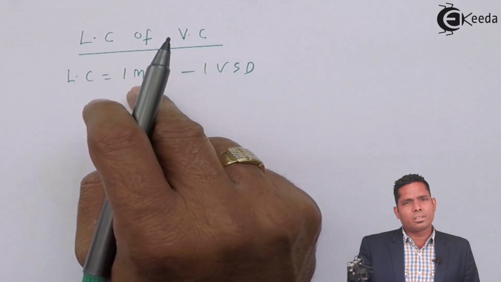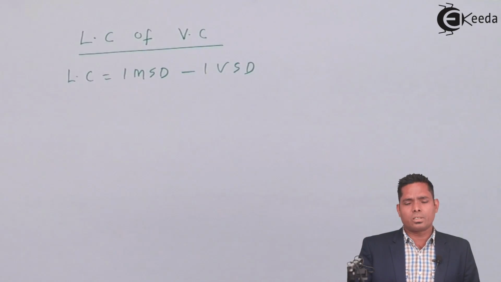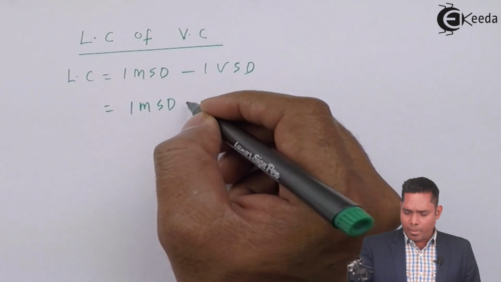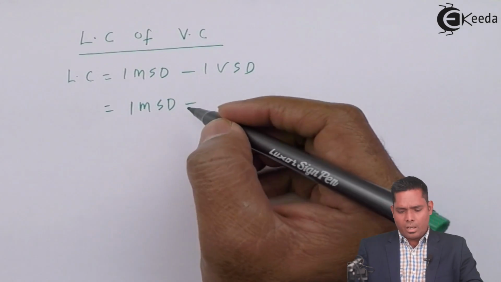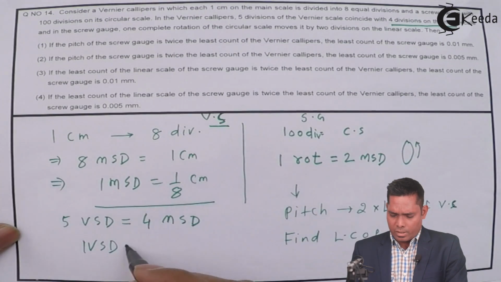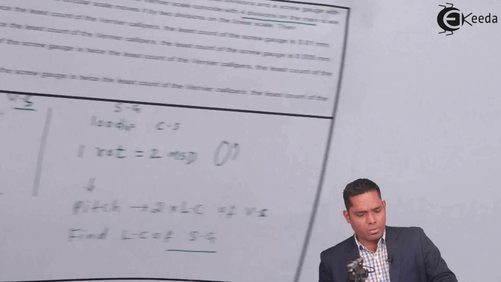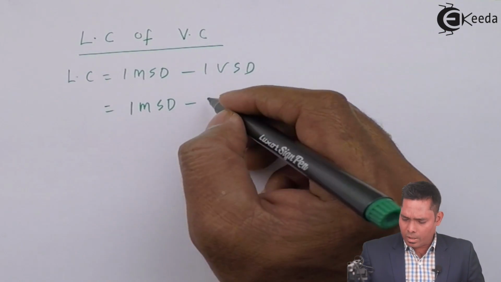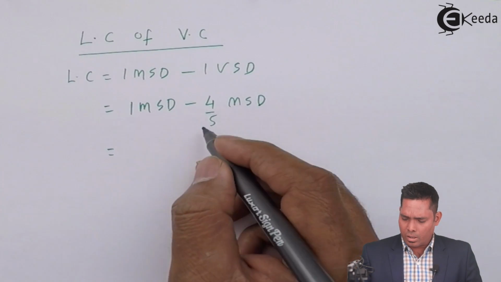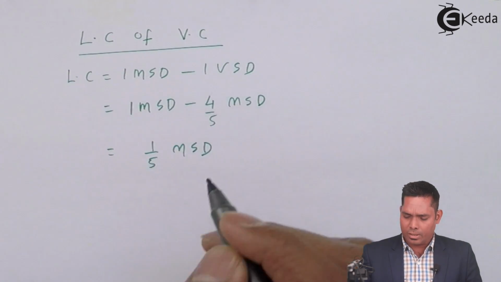The least that can be measured in the main scale division and the least it can measure in the vernier scale division, the difference is called least count. 1 main scale division minus 1 vernier scale division, as you can see from here, I can write 1 vernier scale division is 4 by 5 main scale division. So if I substitute that, I'll get 4 divided by 5 main scale division. So it is 5 minus 4, 1 by 5 main scale division.